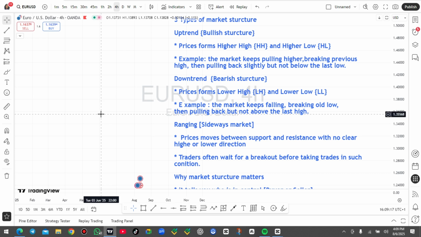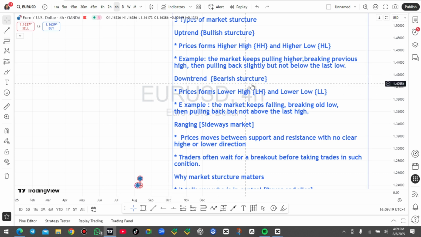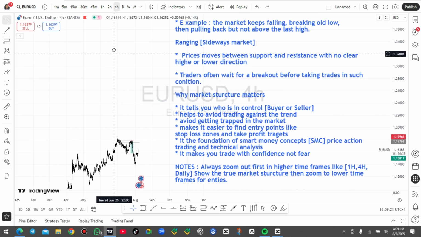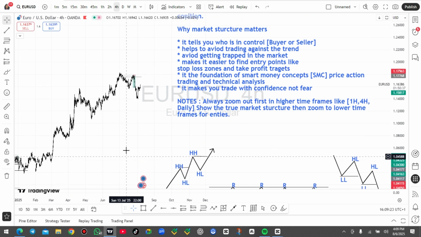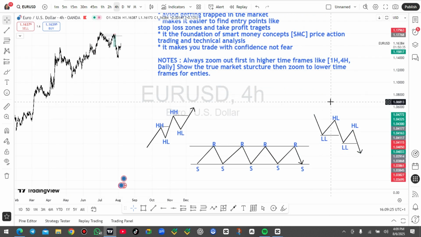Now we have the downtrend, which is the bearish market structure. It is just the opposite of a bullish market structure. The market keeps creating lower highs and lower lows, lower highs and lower lows. If you keep going, it will still be showing you lower highs, lower lows, telling you that this market is coming down.